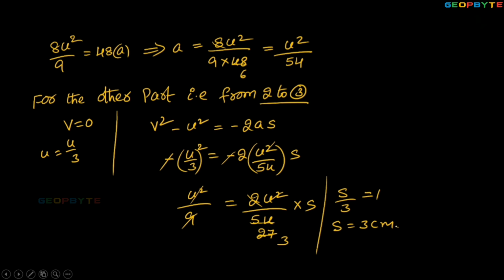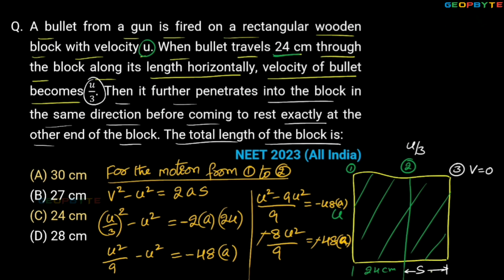Then what is the total distance traveled? Total distance traveled is s plus 24. Correct? 24 plus s, equal to 24 plus 3, equals 27 centimeters. Look at option B. Option B is absolutely correct. Are you following clearly? Yes.